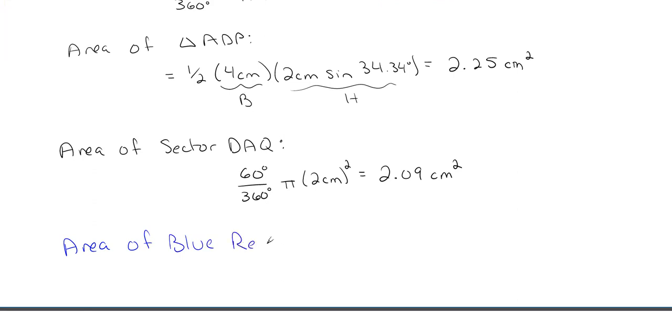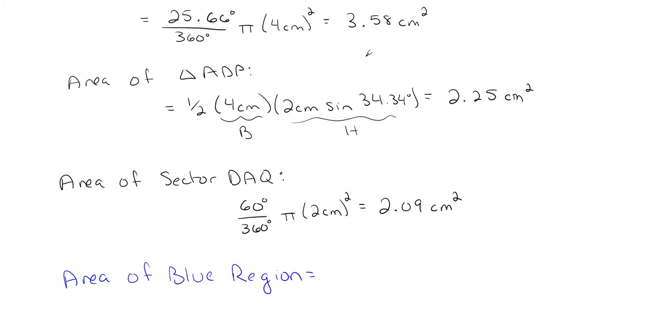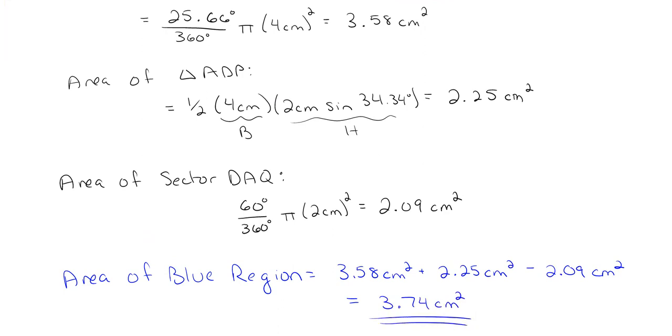So my blue region inside this parallelogram will simply just be 3.58 centimeters squared, adding together with the triangle area of 2.25 centimeters squared, and then subtracting off that white circle portion of 2.09 centimeters squared. And this gives me a total blue area of 3.74 centimeters squared. And that's how you would work that particular problem. Well, at least that's one way that you could work the problem.